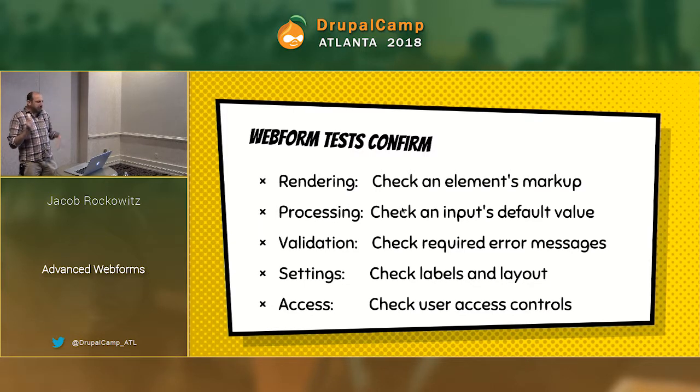But in web forms, what I've figured out with the tests is there are these 5 things that are pretty common. It's testing whether something gets rendered correctly, how it's processed, the default value and whether the default value is processed correctly, and validation. Once someone hits submit, what happens in that test? And then the last two are pretty important.